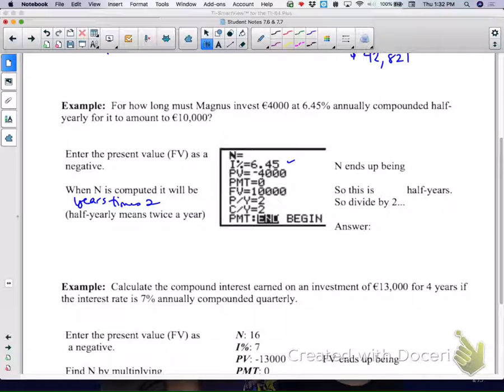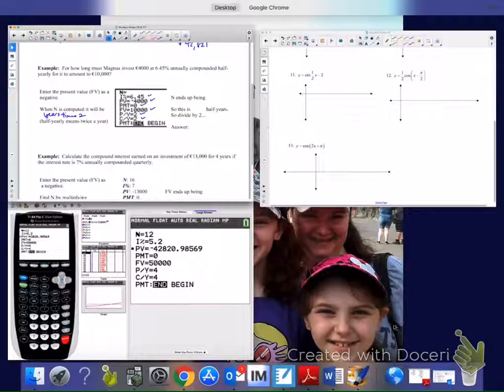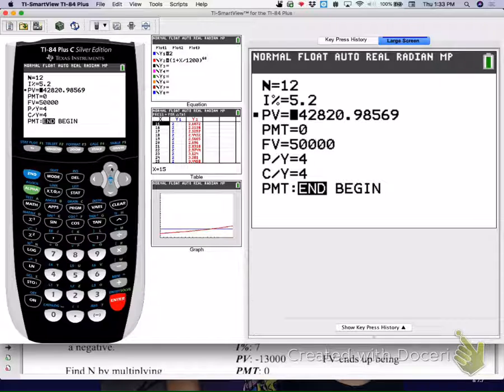So our 6.45, negative 4,000 because that's initial, no payment. $10,000 is what we would end up with. And then 2 because we're doing it half annually, which means every 6 months, so 2 times a year. Alrighty, so up here now, we're going to put in a 0 there. We'll come back and solve for that. 6.45, negative 4,000, 0, 10,000, and 2.